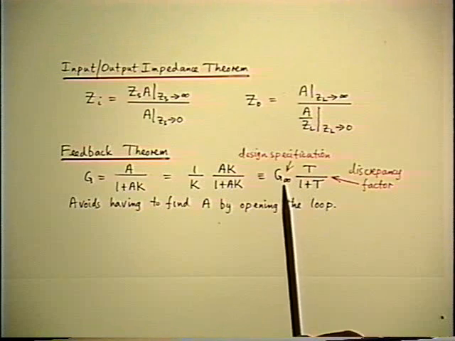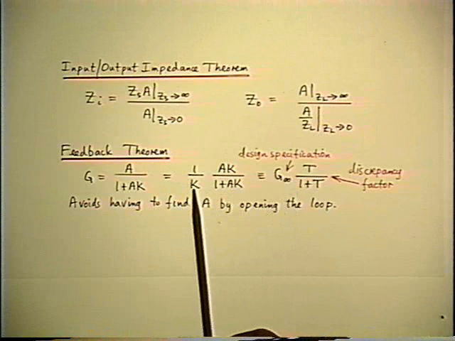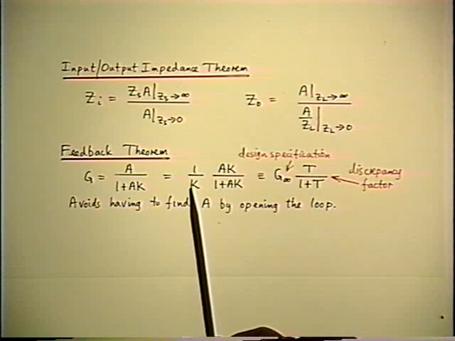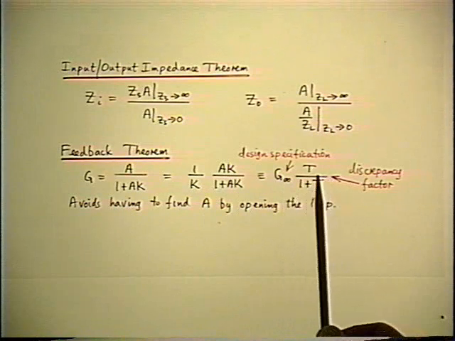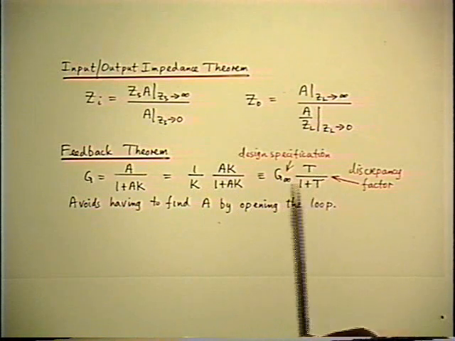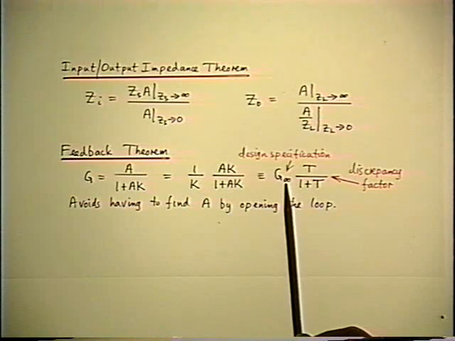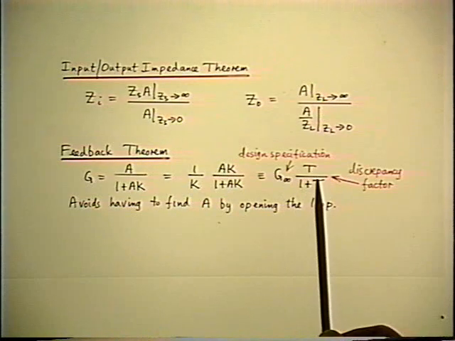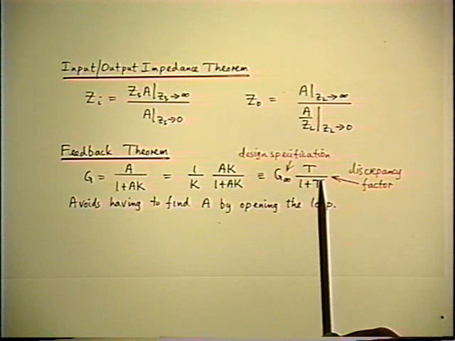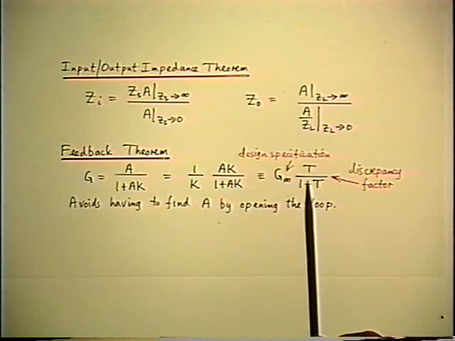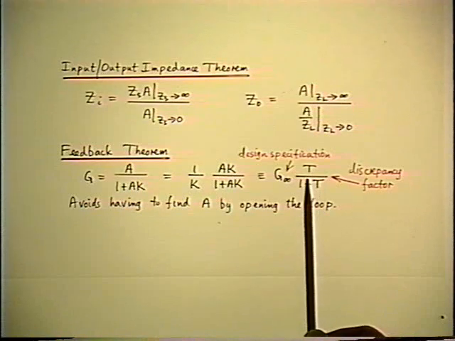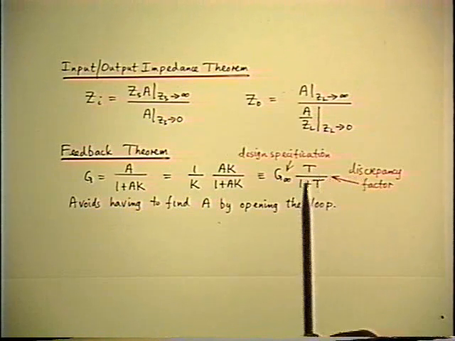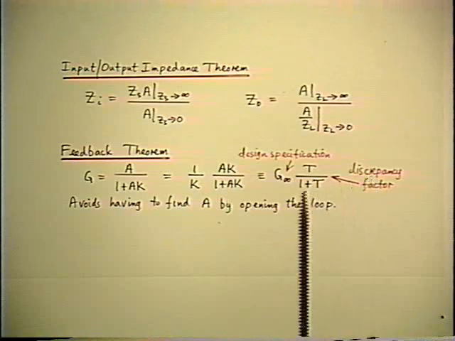Now, what's left? If you already know what G infinity is, that allows you to design the feedback box right away. The only thing left to do is to make sure that the other factor is close enough to 1, because you're not going to have infinite loop gain in your real system. So the design problem simply comes down to how do you design the system so that this other factor is close enough to 1. The name I give to that is discrepancy factor.